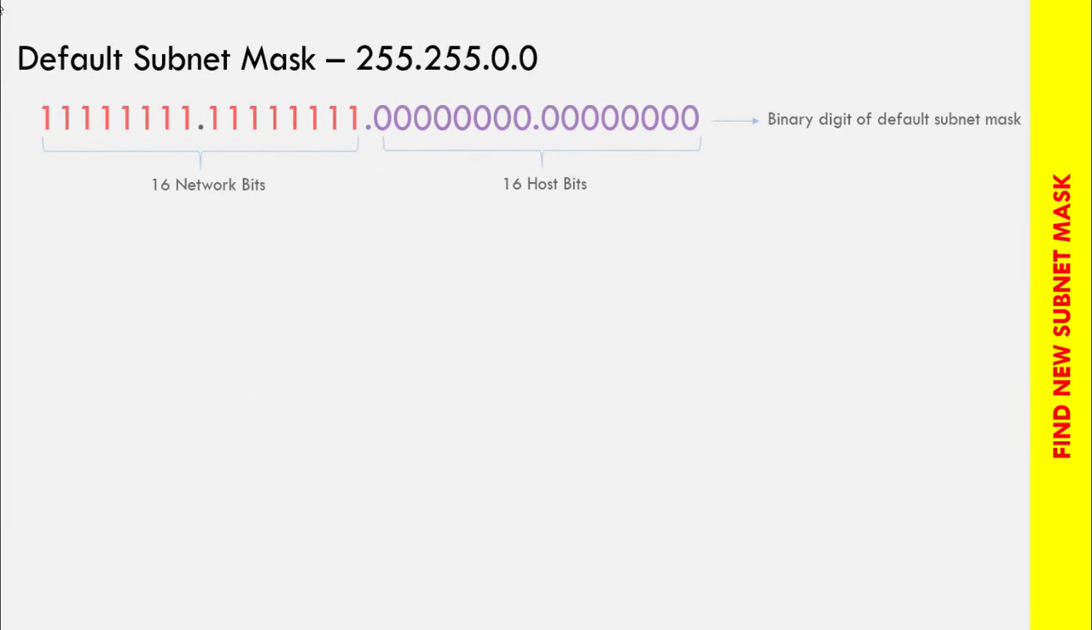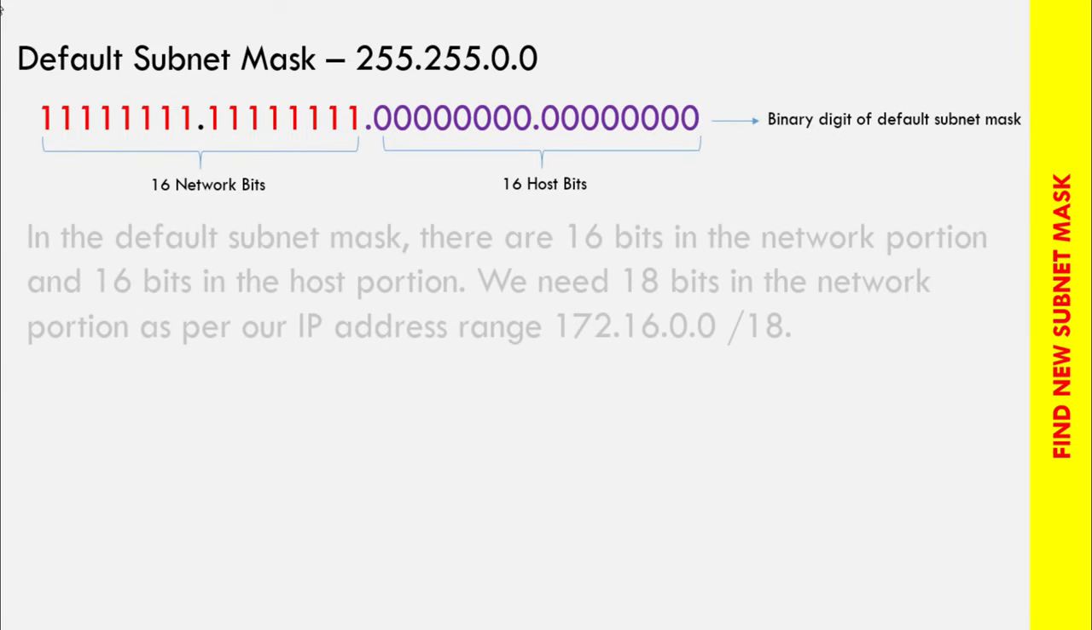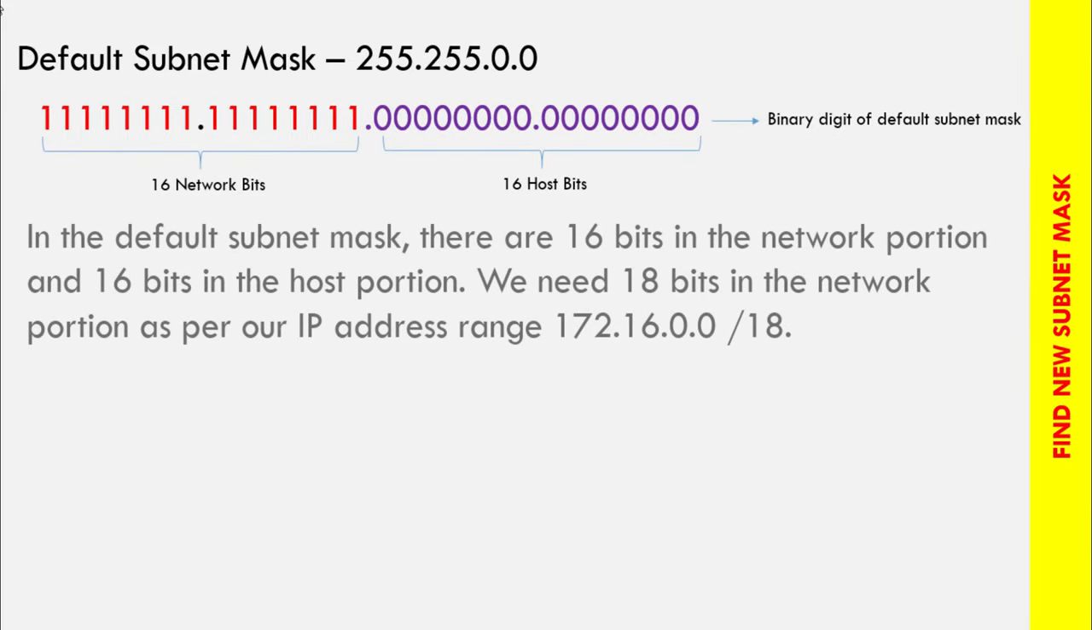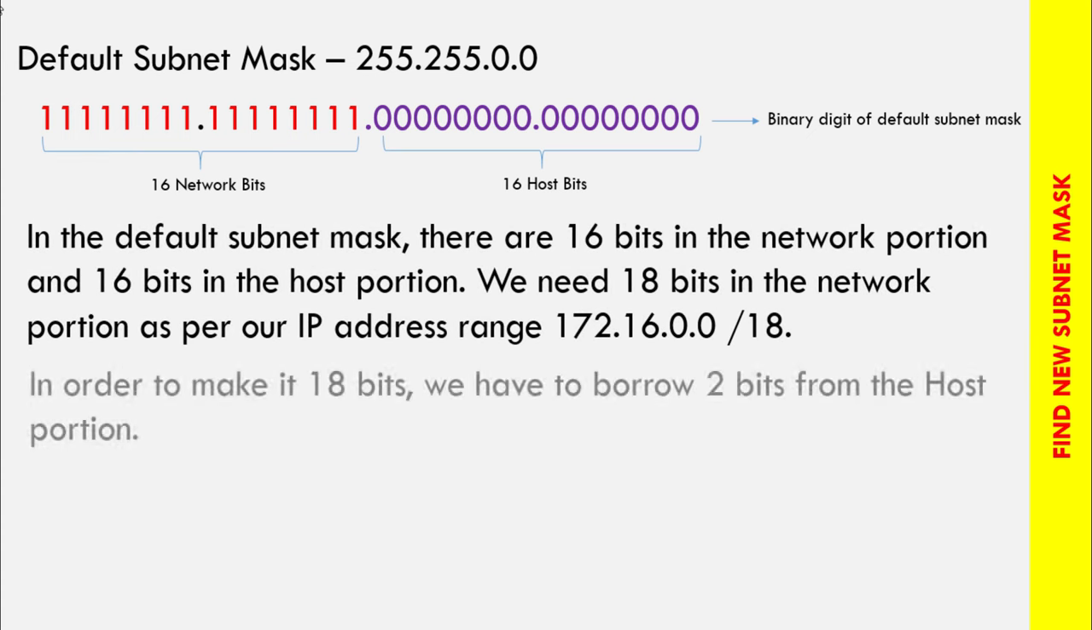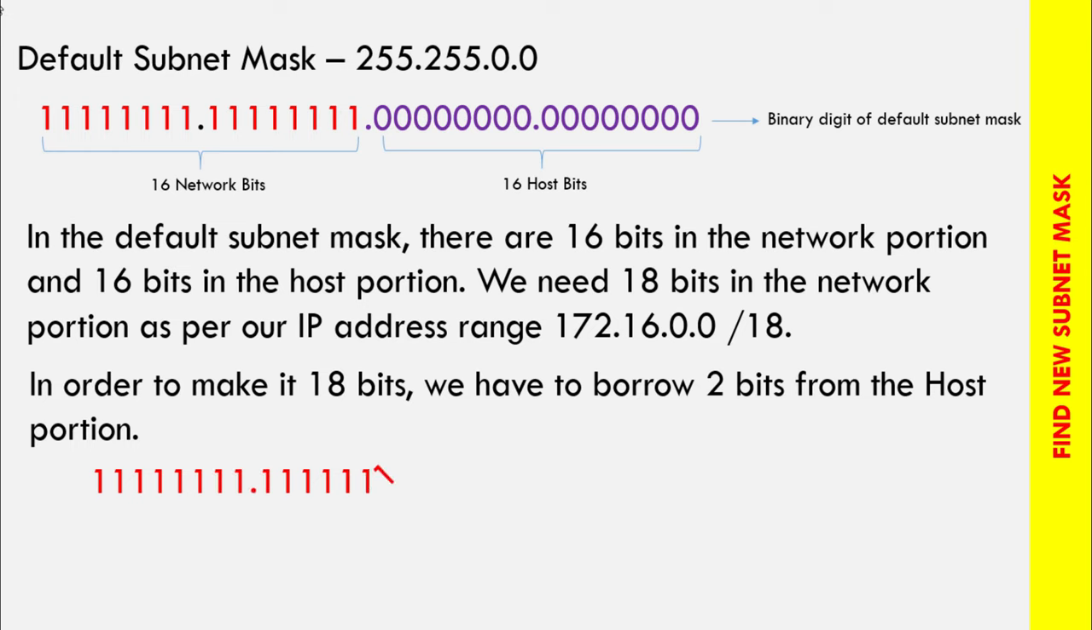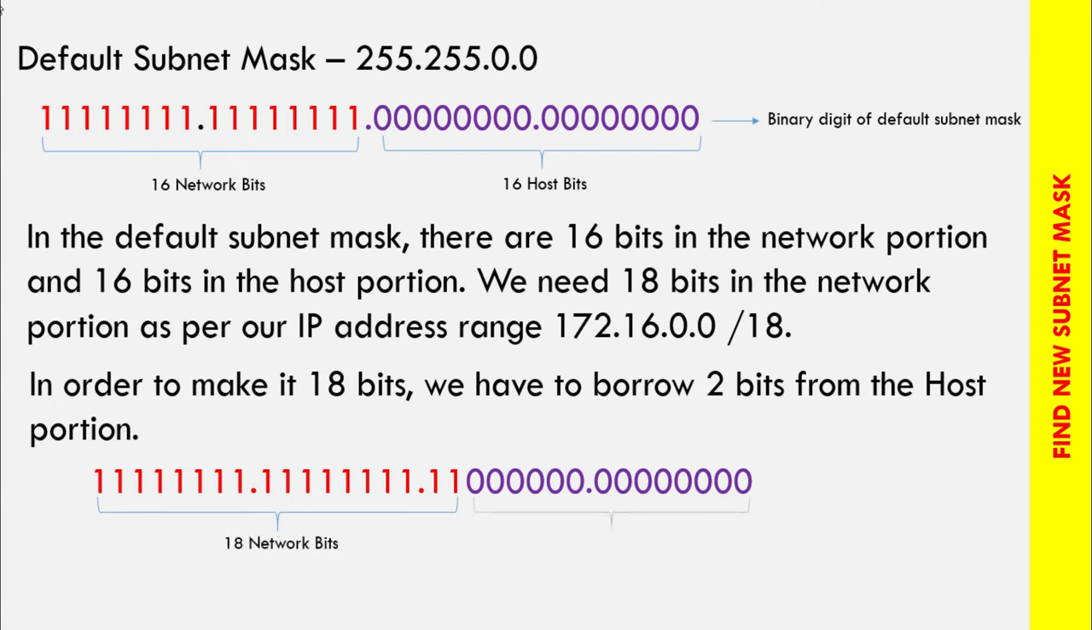As you can see here, in the default subnet mask, there are 16 bits in the network portion and 16 bits in the host portion. We need 18 bits in the network portion as per our given IP address. So in order to make it 18 bits, we have to borrow 2 bits from the host portion. Now we have 18 ones in the network portion and 14 zeros in the host portion.